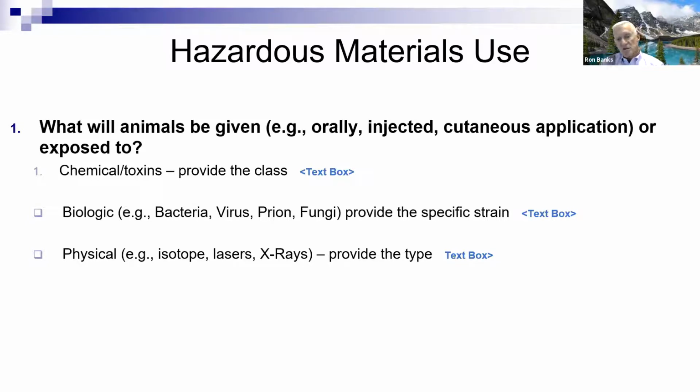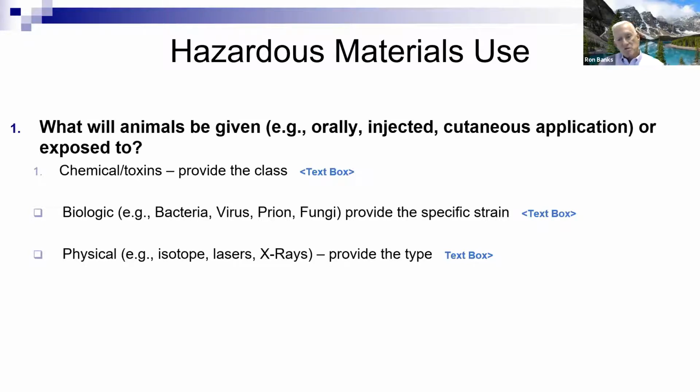Three general areas have been identified: chemicals and toxins, and there the purpose would be to define the class as opposed to a lot of detail on a specific agent, unless there's a lot of detail known about that specific agent. But in a general sense, the class of chemical or toxin can give us a really good idea of the substantial or serious nature of that particular chemical or toxin.